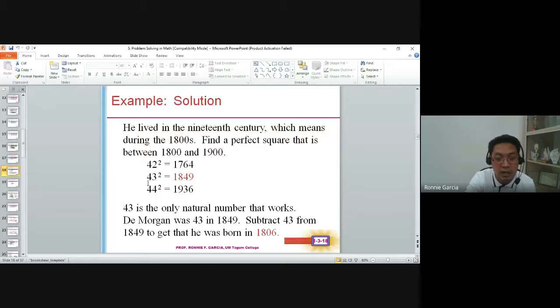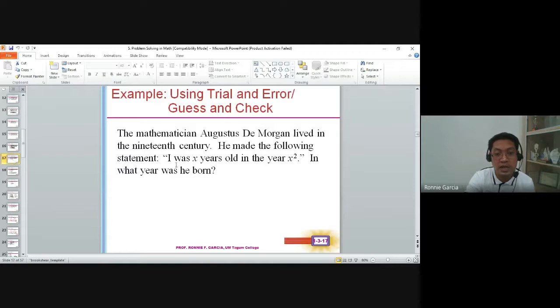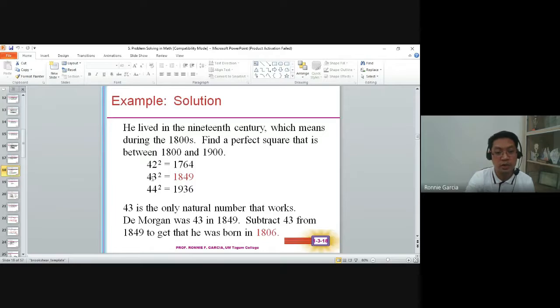So the result here is 43 squared. It must be a perfect square. 43 squared, or the x squared mentioned in the clue, right? I was x years old in the year x squared. So square 43, that's 43 times 43. The answer is 1849. If you try 42, it's 1764, which is not within the century mentioned. If you try 44 squared, the result is 1936. That is beyond it too. So only 43 squared fits his clue.